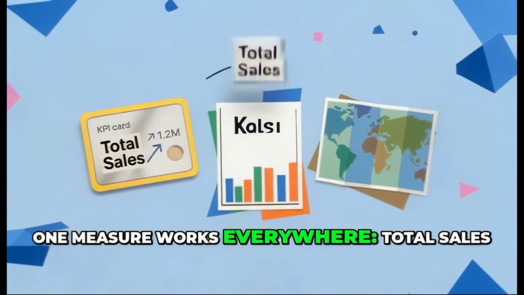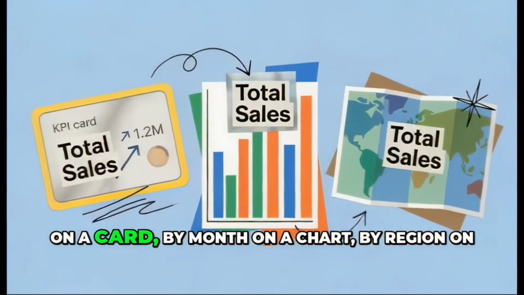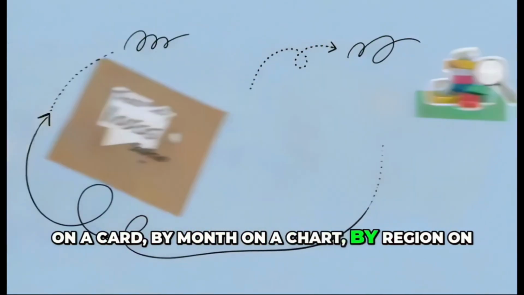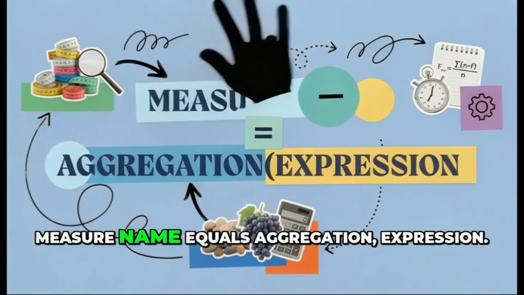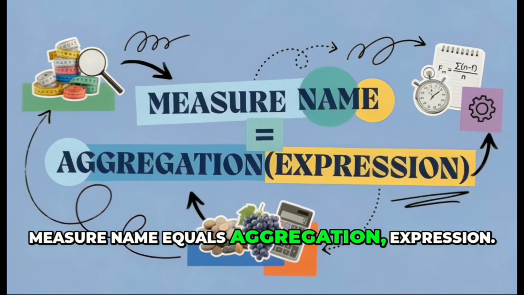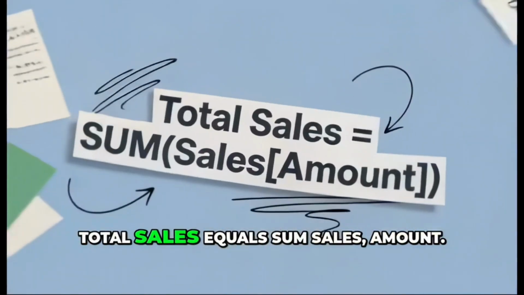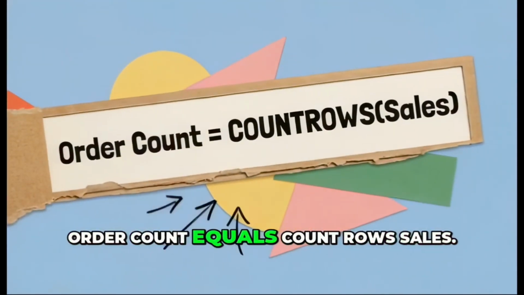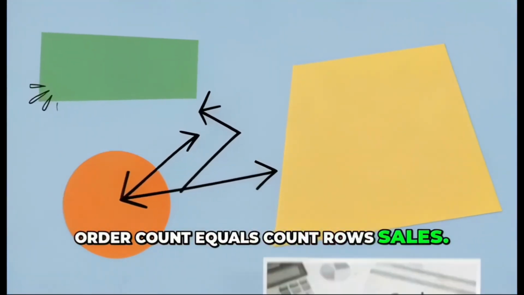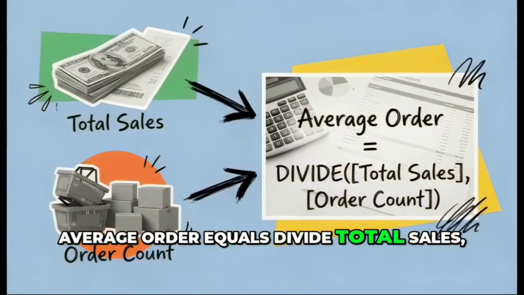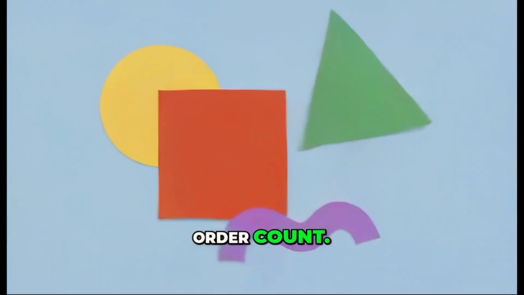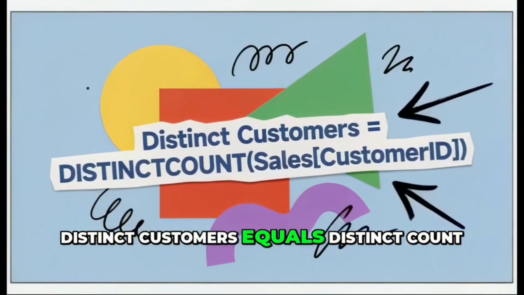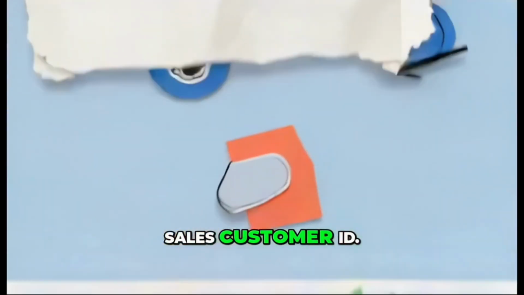One measure works everywhere: total sales on a card, by month on a chart, by region on a map. Measure name equals aggregation. Expression: Total Sales equals SUM(Sales[Amount]). Order Count equals COUNTROWS(Sales). Average Order equals DIVIDE(Total Sales, Order Count). Distinct Customers equals DISTINCTCOUNT(Sales[CustomerID]).